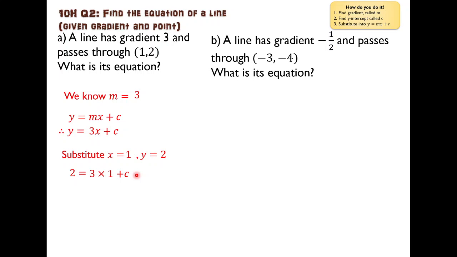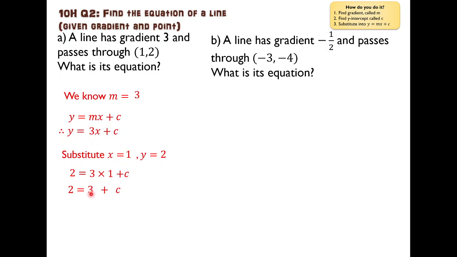But here's the trick. Look, we've got an equation here with one variable in it. The equation has one letter. So now that we have a true equation with one letter in it, one variable, we can figure out what c is. I can replace 3 times 1 with 3 and copy everything else down. Copy the 2, copy the equals, copy the plus c. Just replace 3 times 1 with 3.